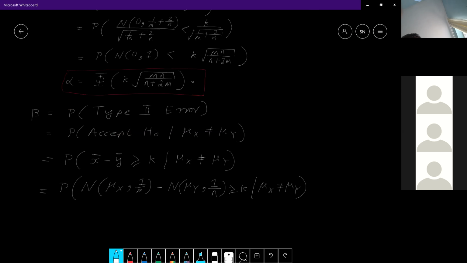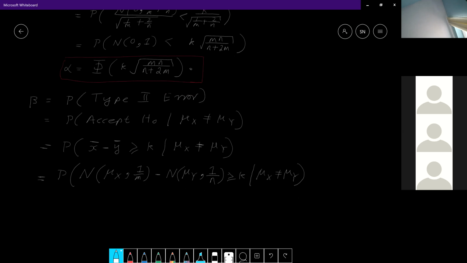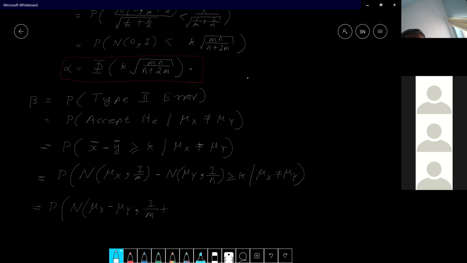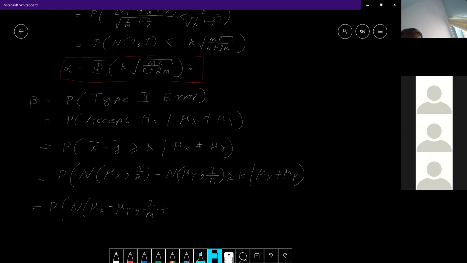Okay, guys, you okay? Now the difference of two independent normals is also normal. So using that property, I will say that this is the same as the probability that a normal with this mean and variance equal to 1 over m plus, excuse me, yeah, sorry, it should be 2. You're right, I'm being really bad today. It should be 2 over n.